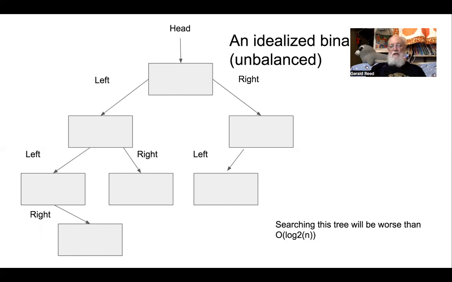So searching this tree, it won't be order log 2 n. It's not good. This unbalancing makes the search somewhat less efficient, but it'll still be a lot more efficient than searching through those nodes sequentially.